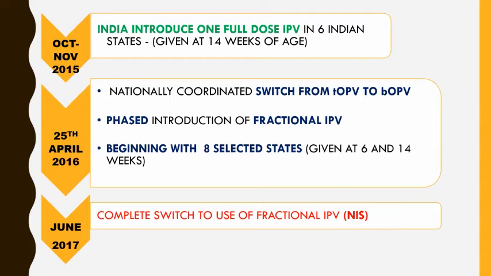was a phased introduction of fractional IPV beginning with 8 selected states, given at 6 and 14 weeks of age. By June 2017, there had been a complete switch to the use of fractional IPV in the national immunization schedule. Coming to the inactivated polio vaccine per se.